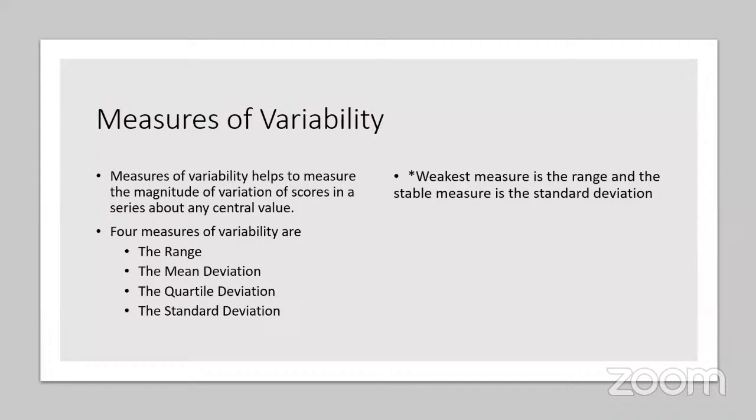But this is so weak because it is very vague. It is not following any scales. It's the weakest measure of variability in statistics. The other ones are mean deviation, quartile deviation, standard deviation. Mean deviation will tell us the magnitude of variation of scores from the mean, from the center value of the mean. So now let's look into it.